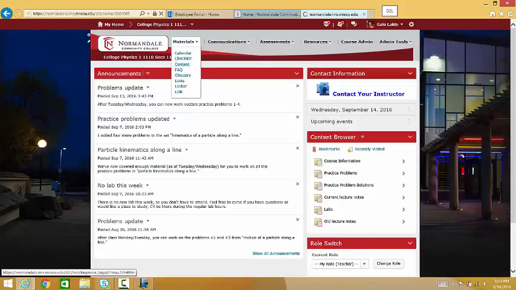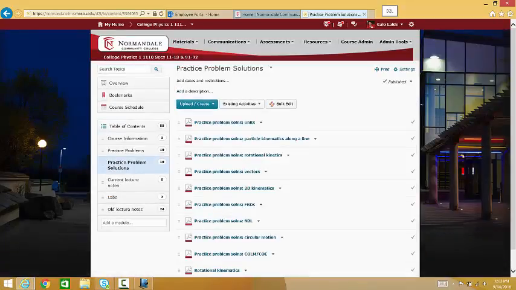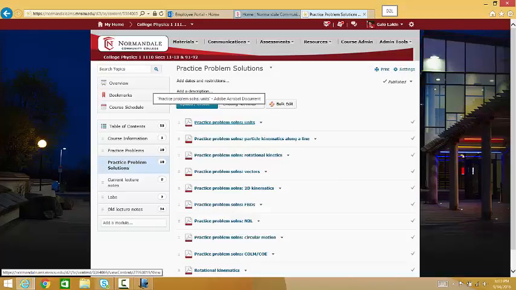Okay, so it's just going to be units, measurements and units, and then particle kinematics along a line, just those 2 sets.